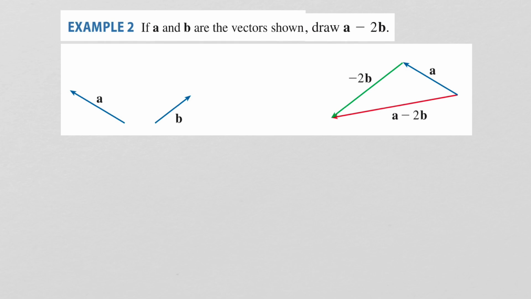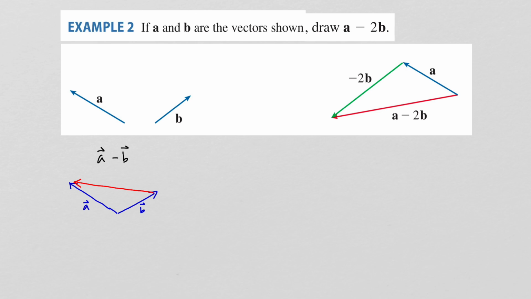So as an example, let's draw the vector a minus 2b, given the vectors that we have here. So if I wanted to do a minus b, let's talk about how that would be done. All I would need to do is take the vector a and the vector b and put them down from the same starting point. And then a minus b would just be the connection of the ends of those vectors, and it would point toward a. So that's what that would look like.